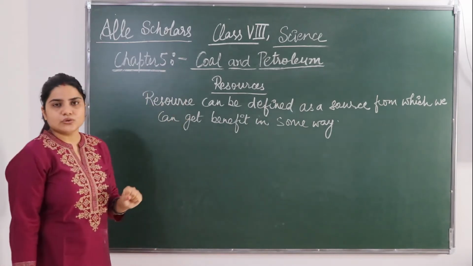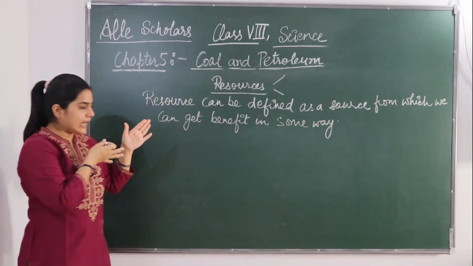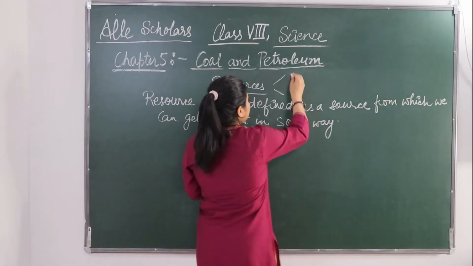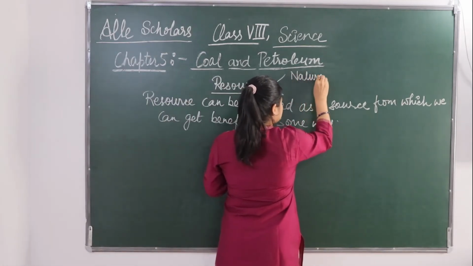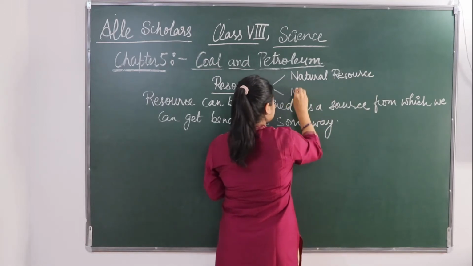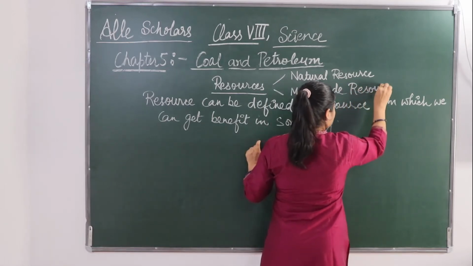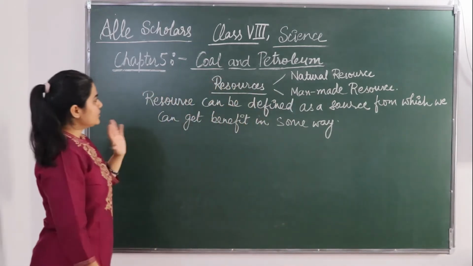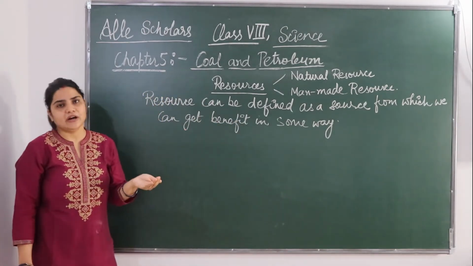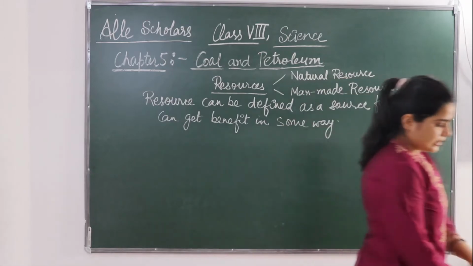Okay, so now these resources can be classified in two types. One, they can be found in nature, and some can be made by human efforts. So we can classify them as two: one is the natural resource and the other one is the man-made resource. Some of them can be found naturally in nature and some have been made by human efforts. On that basis we have classified them as natural resource and man-made resource.